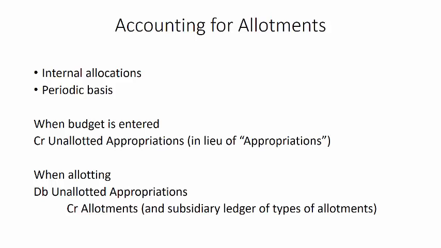Accounting for allotments. Allotments are internal allocations of funds on a periodic basis, for example, month to month or quarter to quarter. We use allotments to regulate and control the use of appropriations.